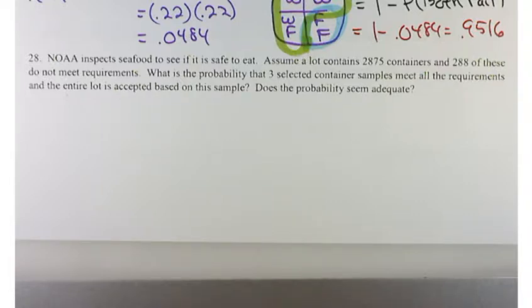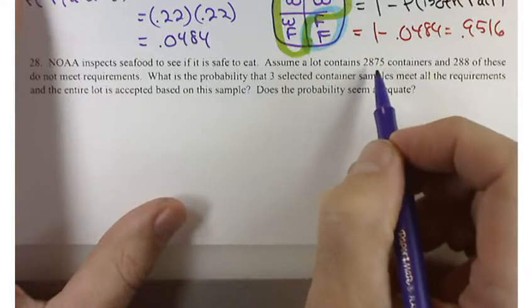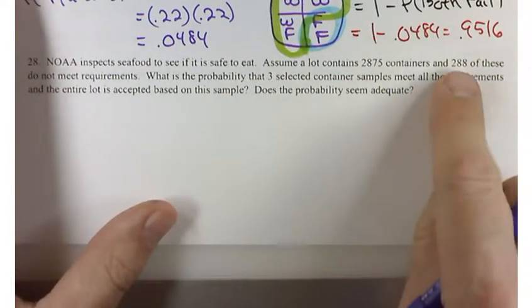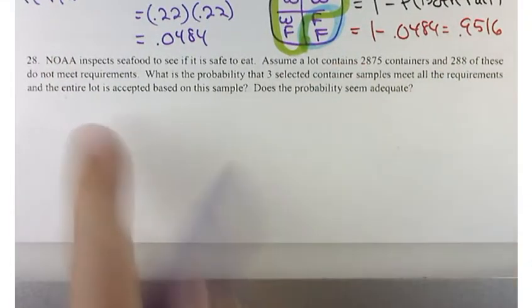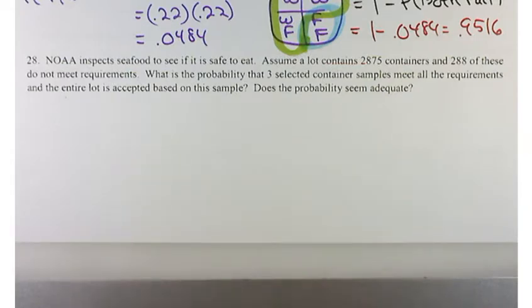So we're going to assume that we have a lot of 2,875 containers. 288 of these do not meet requirements. So it has to be certain purity requirements, and they're not met. Now the way that NOAA would inspect this kind of stuff is they're just going to take a small sample and test that small sample. If all of those samples pass, then great. Then the whole lot is passed. If one of them fails or more than one of them fails, then they reject the whole lot. So it's an all or nothing thing.